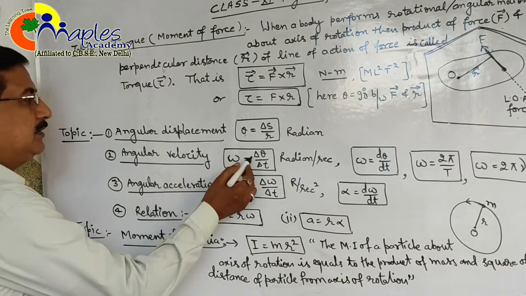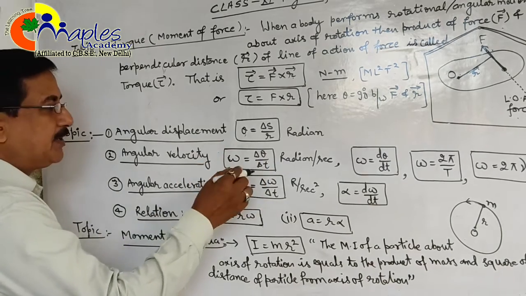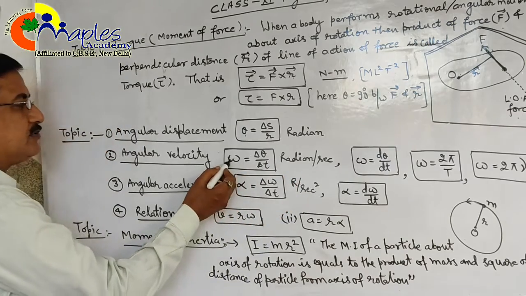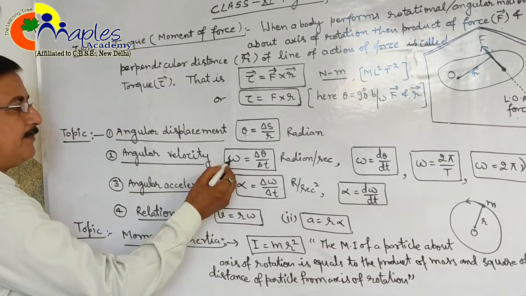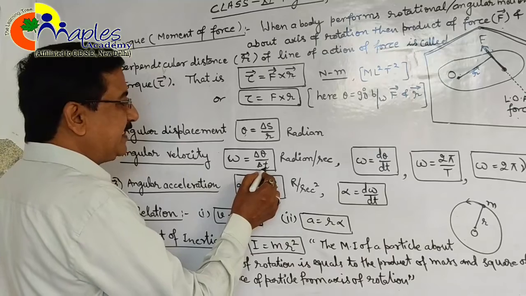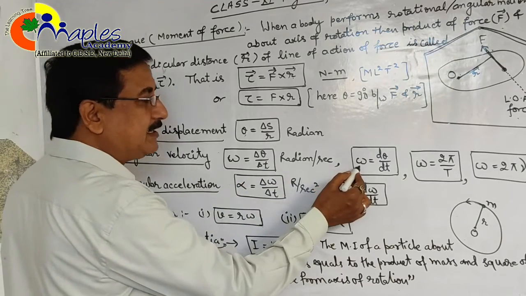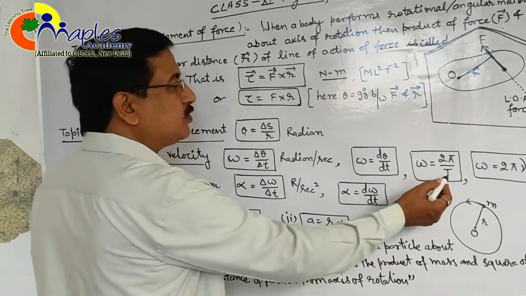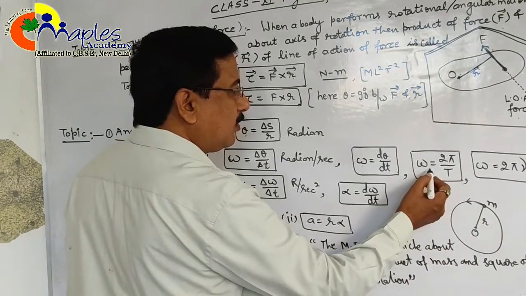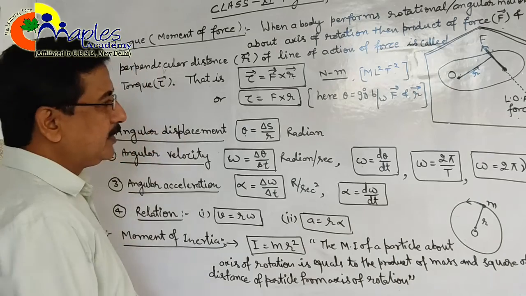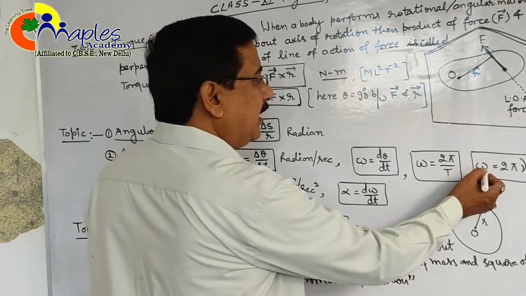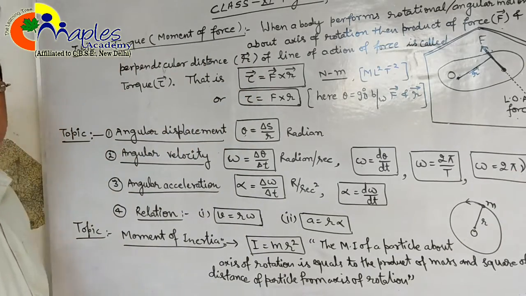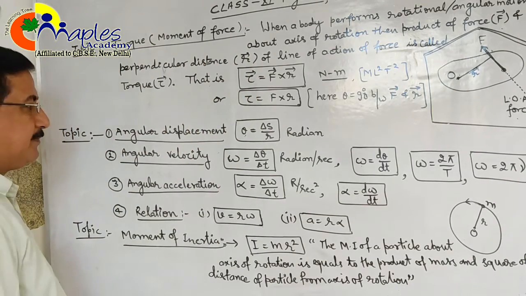Angular velocity. The angle subtended per unit time at center is known as angular velocity and it is denoted by omega. If time interval is very small, then instant angular velocity is d theta upon dt, and in terms of time period, omega equals 2 pi upon T, and in terms of frequency, omega equals 2 pi nu. It is the frequency, number of rotations per unit time.